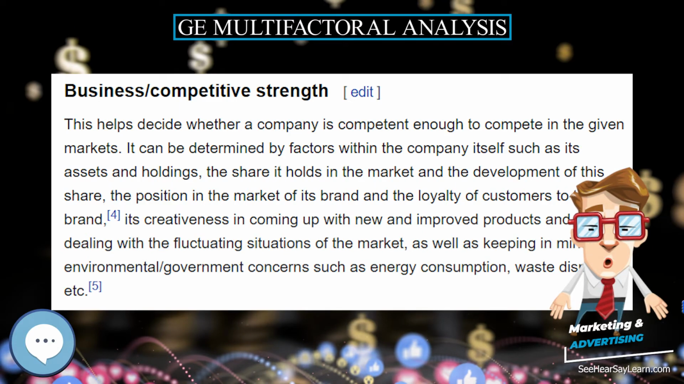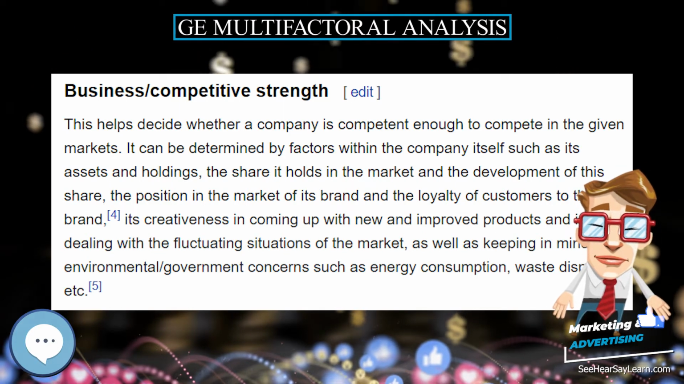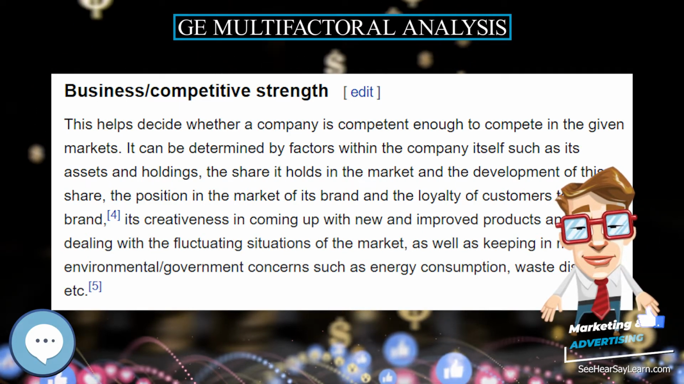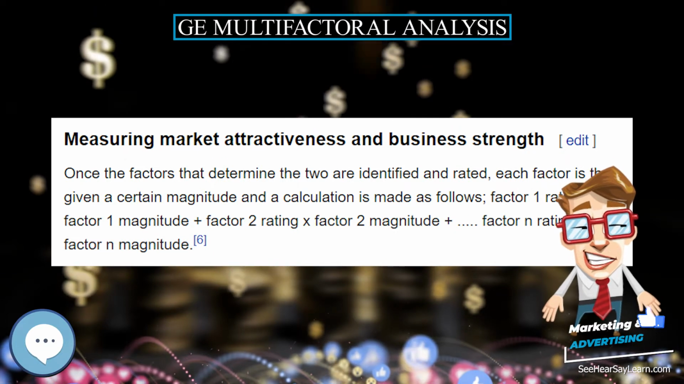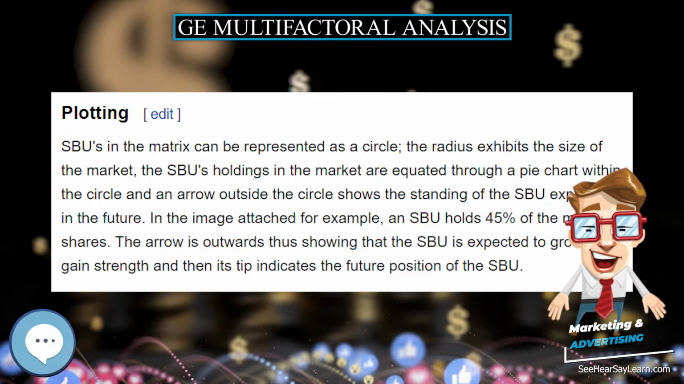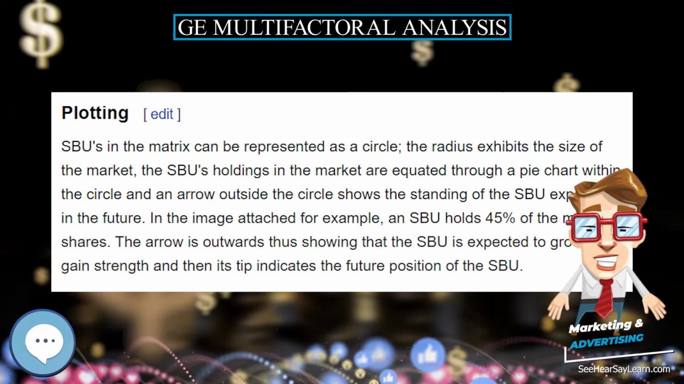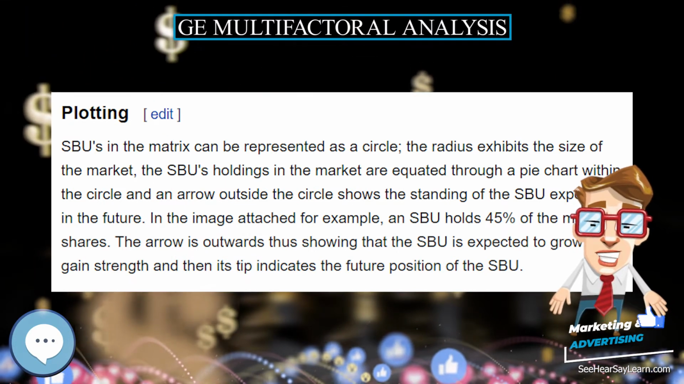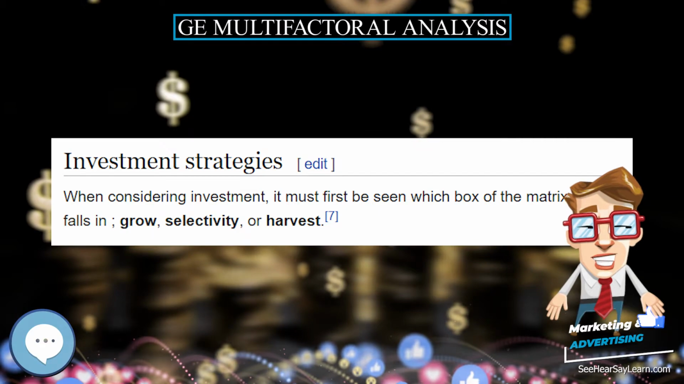Like in BCG analysis, a two-dimensional portfolio matrix is created. However, with the GE model the dimensions are multifactorial. One dimension comprises 9 industry attractiveness measures, the other comprises 12 internal business strength measures.